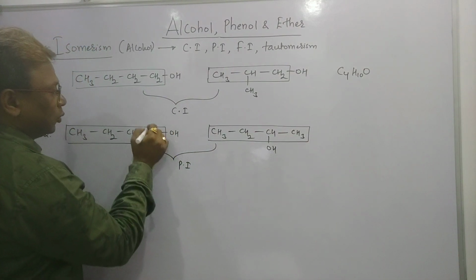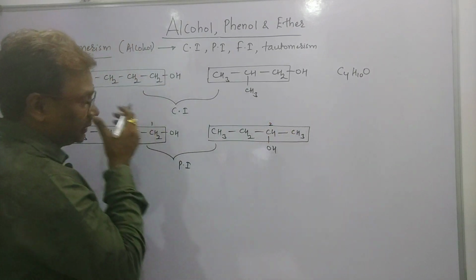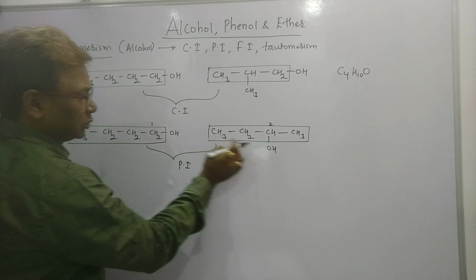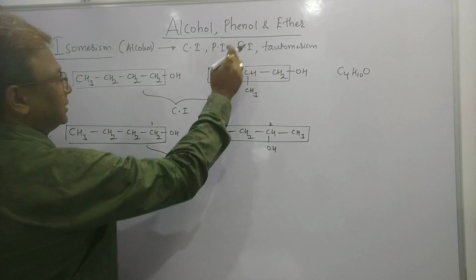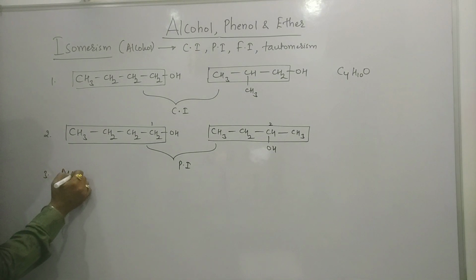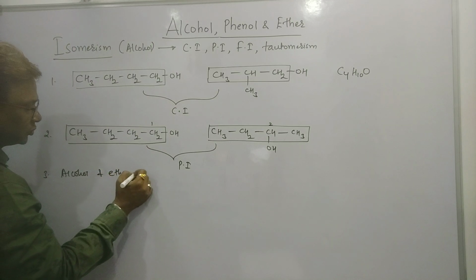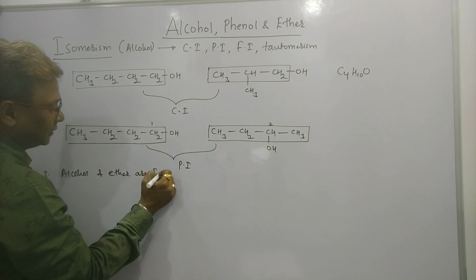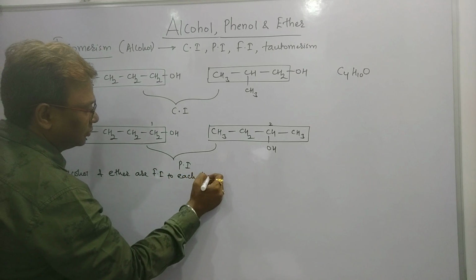You can see OH is on the first carbon atom, OH is on the second carbon atom. As the position of the functional group changes, they both are positional isomers to each other. Functional isomers, point number 3. Do you know alcohols and ethers are functional isomers to each other?